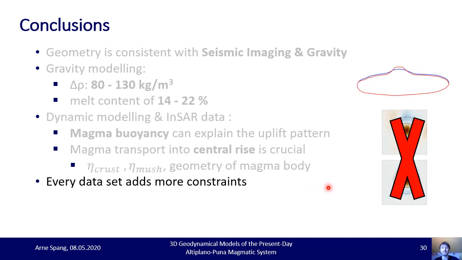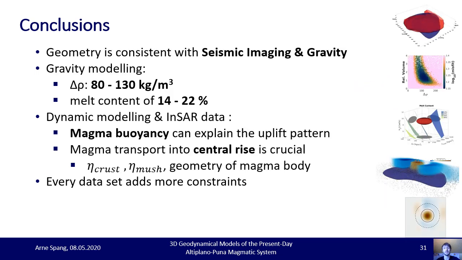And lastly, we can see that by combining different data sets, we get more and more constraints on the system. We get a better idea of the system. So as I showed here, these cases would have worked if we just looked at uplift data, but they don't work for gravity data. And here, this blue body would have worked for gravity data, but it wouldn't have created the correct uplift pattern. So that's it from my side.